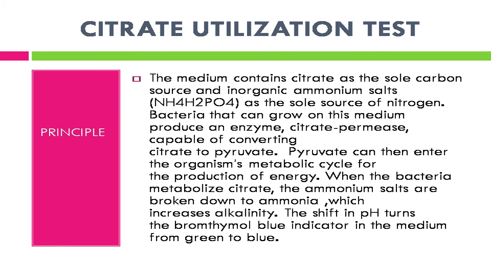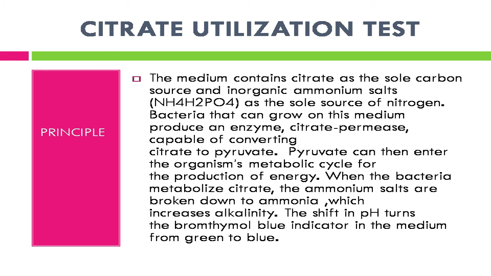Citrate utilization test. Citrate agar is used to test an organism's ability to utilize citrate as a source of energy. The medium contains citrate as the source of carbon and inorganic ammonium salt as the sole source of nitrogen. Bacteria that can grow on this medium produce an enzyme, citrate permease, capable of converting citrate to pyruvate. Pyruvate can then enter the organism's metabolic cycle for the production of energy.